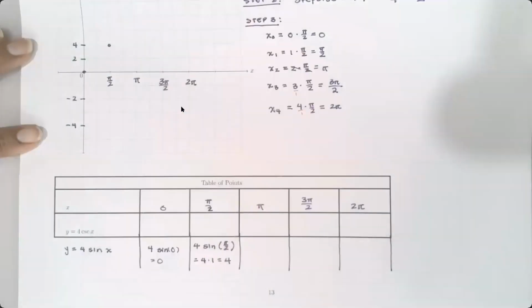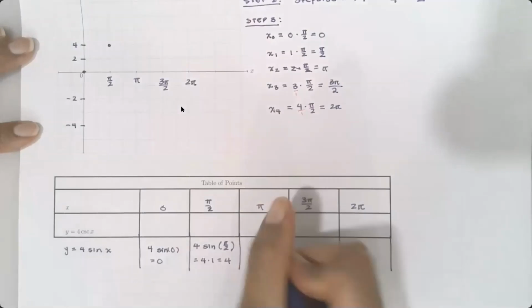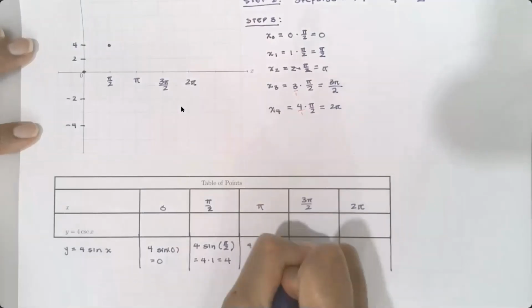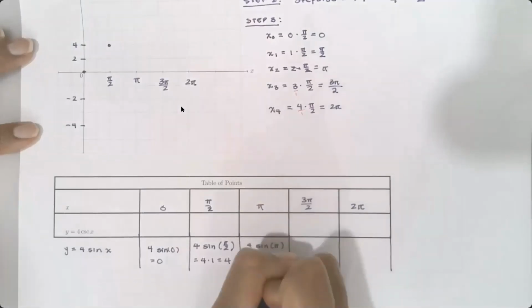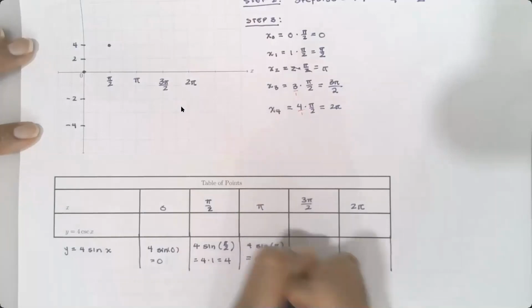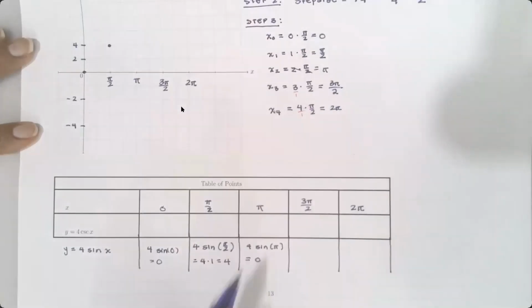Now repeat the process with pi. And this is going to be 4 times sine of pi. Sine of pi is 0, so 4 times 0 will give us 0. That means that we're plotting the point pi, comma, 0, which is this here.